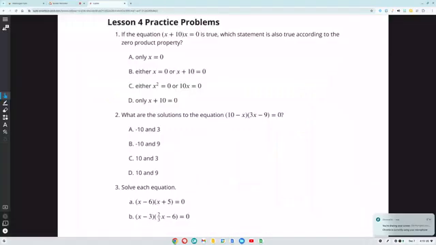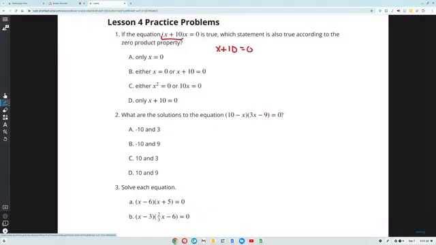Alrighty, our fourth homework assignment from this unit on solving quadratic equations. Question 1 says if the equation x plus 10 times x equals 0 is true, which statement is also true according to the zero product property? Well, that means that each one of my factors would have to be able to equal 0, which means I have x plus 10 equals 0, or I have my other factor of x equaling 0. So let's see here, that is B. I know that I have two options. It's when x equals 0 or when x plus 10 is equal to 0.